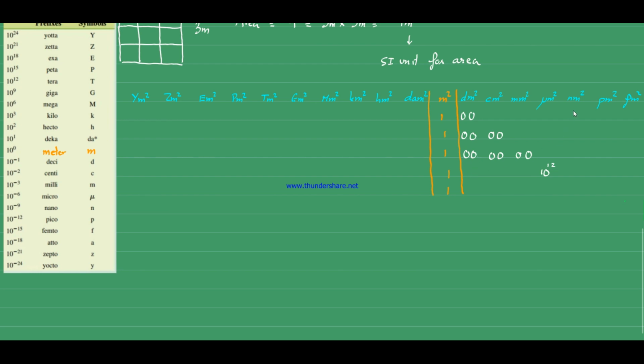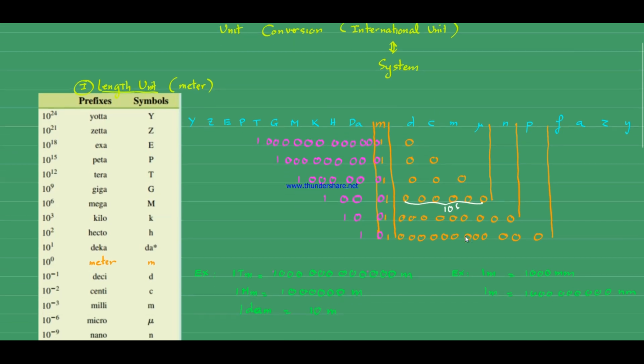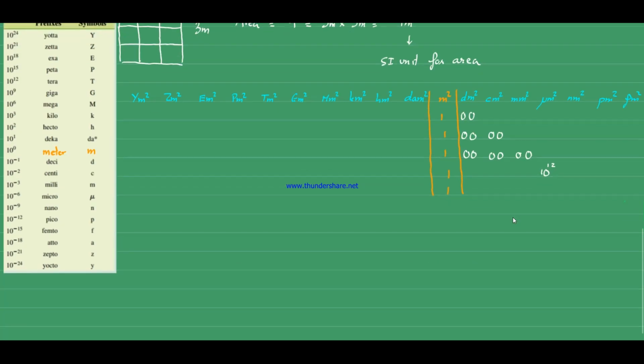And for the nano, last time we have 1 billion, right? So we need 9 zeros. But now for nanometer square, you will have 18 zeros after number 1. So you see that's a lot, right? That's a lot of zeros. Let me write carefully here.